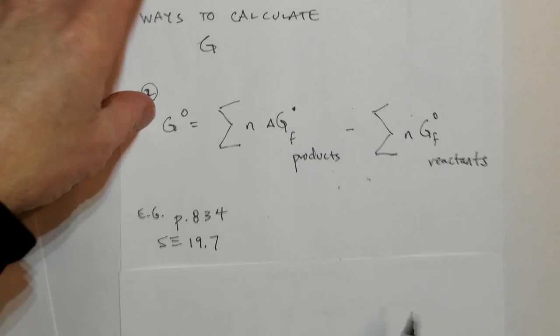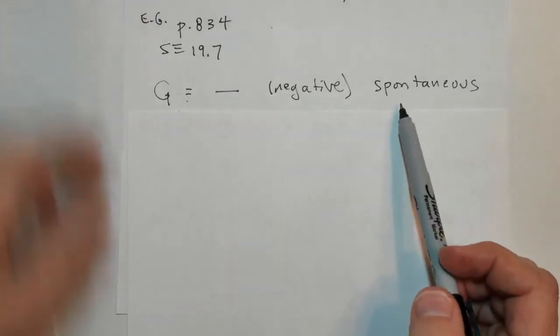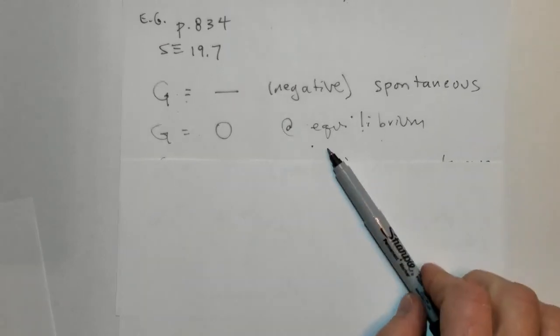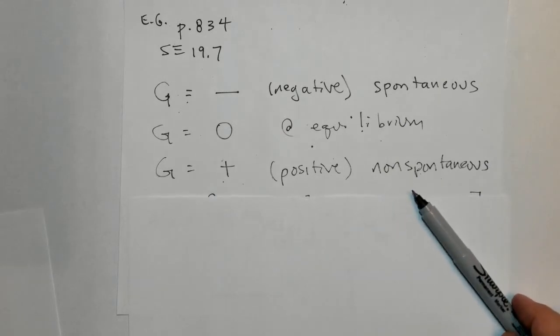So what does this actually mean if we calculate G? Well, G helps answer the question, spontaneous or not. If G is negative, it means it's spontaneous in the forward direction. If G is 0, it means we're at equilibrium. If G is positive, that means we're non-spontaneous in the forward direction, which means we're actually spontaneous in the reverse direction. We'll pick up with some example problems of these Gibbs free energies and answering the question, spontaneous or not, in the next video cast.